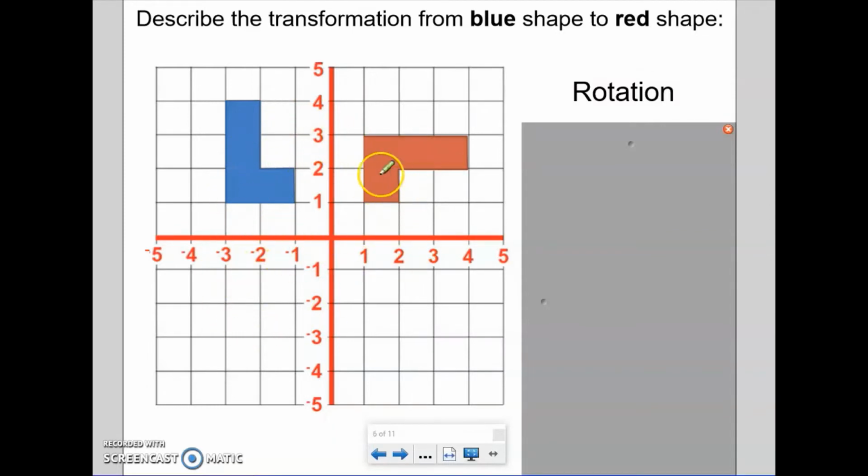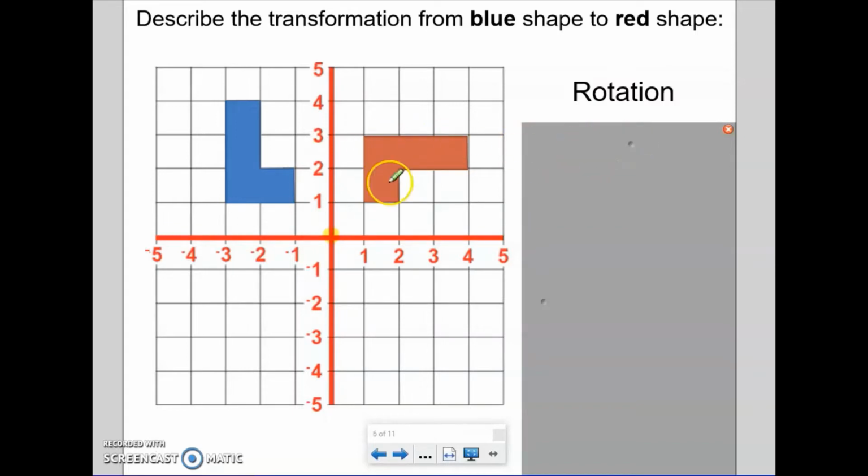So just by looking at this question, you can see that the center of rotation is actually going to be at the origin 0, 0. So you can see that this shape, if we were to place our pencil here and rotate the shape using tracing paper, it would land onto this shape.